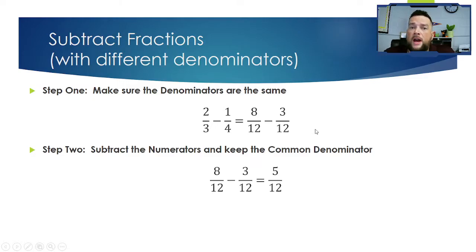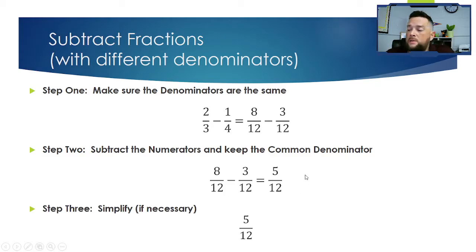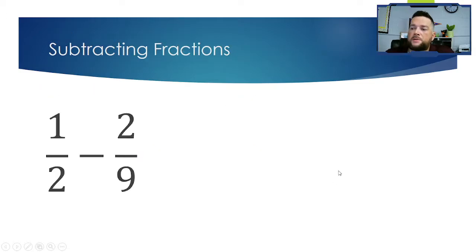We're just going to subtract the numerators, and we're going to keep the same denominators. We have 8 minus 3, which is 5, and we keep the same denominator of 12, and simplify if necessary. Again, this one doesn't need to be simplified because 5 and 12 do not have a common factor. So, all right, you try this one.